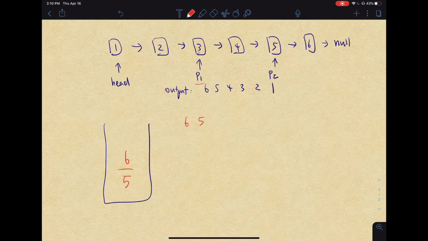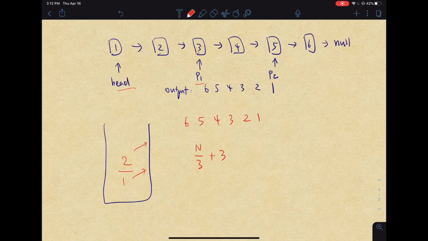Go to P1 and push in 3 and 4, pop 4 and 3, print them out. And then finally move to the head and push in 1 and 2, and then pop them out and print out 2 and 1. Okay, so in this case, we only had n over 3 elements in the stack at a cost of having to store 3 pointers.